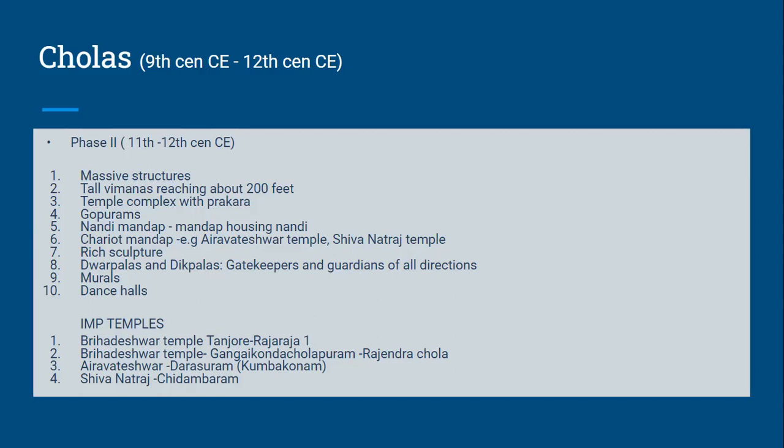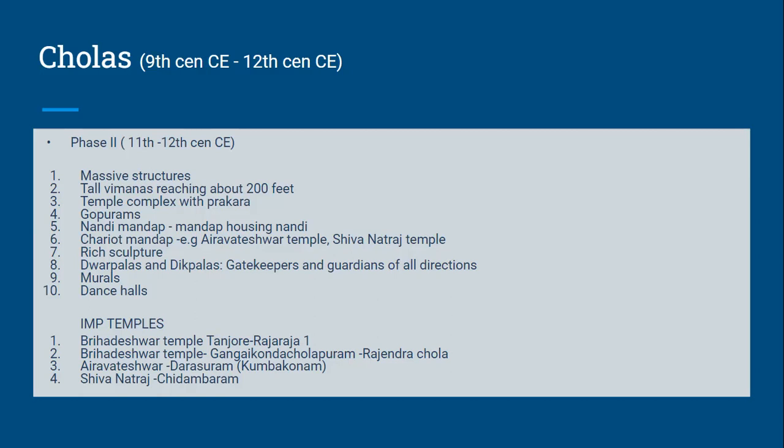Then the temple complex. So proper big temple complex with a boundary wall, that is prakara. Gopurams. Now we will be seeing elaborate gopurams from henceforth. Then there is a separate Nandi Mandap. So usually these Chola kings, they were the devotees of Lord Shiva, and you know that Nandi is seen in the Shiva temple. So there is a separate mandap being seen, and that mandap houses the shrine of Nandi.